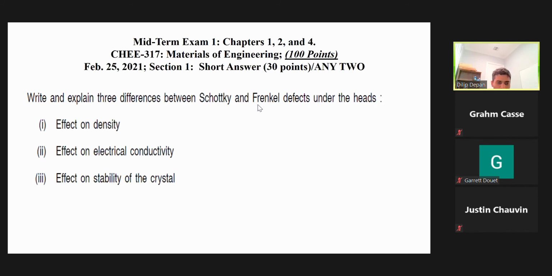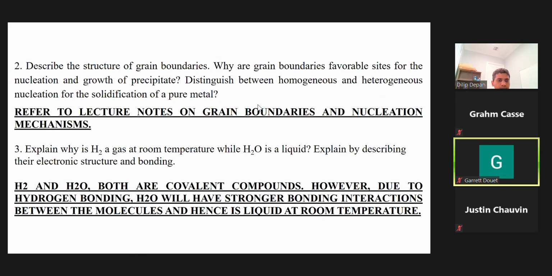Okay, so similarly, we're talking about the effect on stability, right? The Schottky defect will create numerous holes in the crystal. That's what the Schottky defect is, right? The cation and anion both are missing. It will create a lot of holes in the crystal, thereby decreasing the stability of the crystal. So the Schottky defect will have less density, higher conductivity, less stability. Did I make it clear, guys? Yep. Okay. All right.